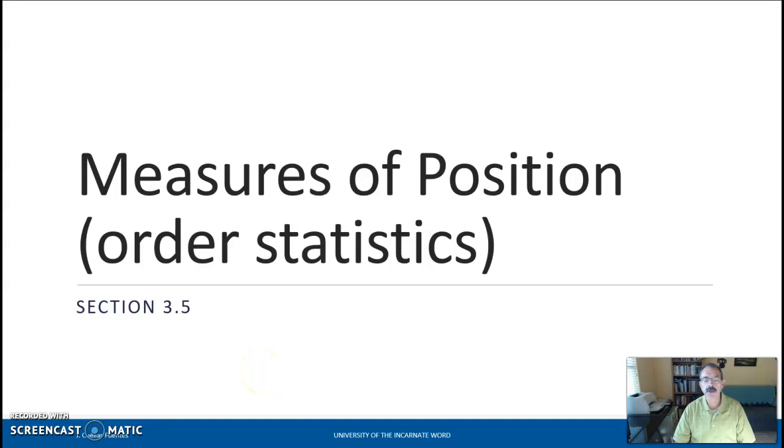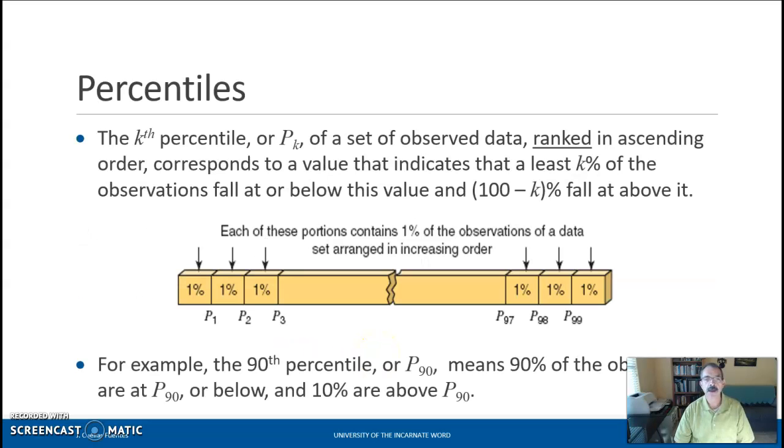In this recording of the Module 3 lecture, we're going to talk about the measures of position, which are also called order statistics because they are based on the position of the data, the ranked data, that is. And what we did with the median is an example of an order statistic. All right, let's talk about percentiles.